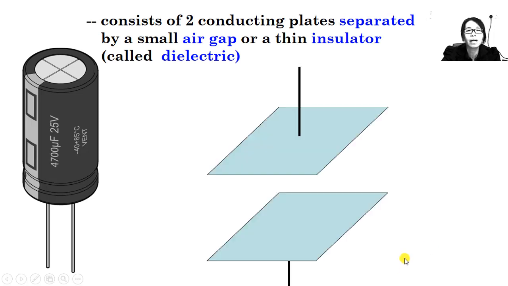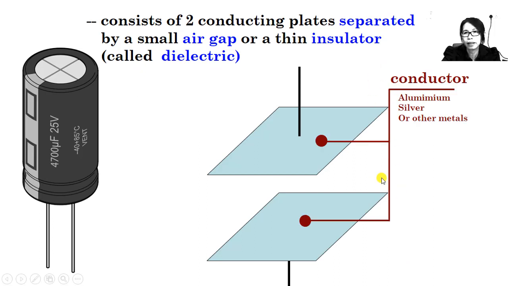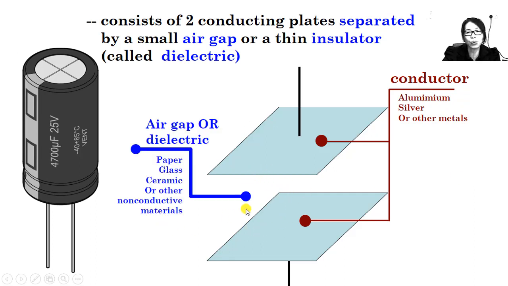Basically, a capacitor consists of 2 conducting plates. These conducting plates are made of materials such as aluminium, silver or other metals, separated by a small air gap or a thin insulator we call dielectric. For example, we might separate the 2 conducting plates using paper, glass, ceramics or any other non-conductive materials.